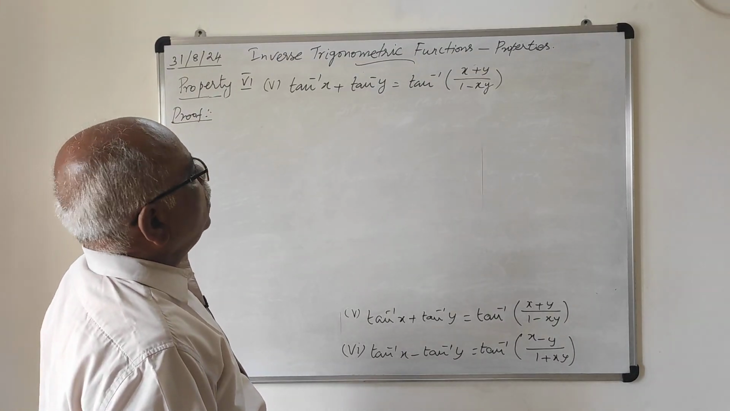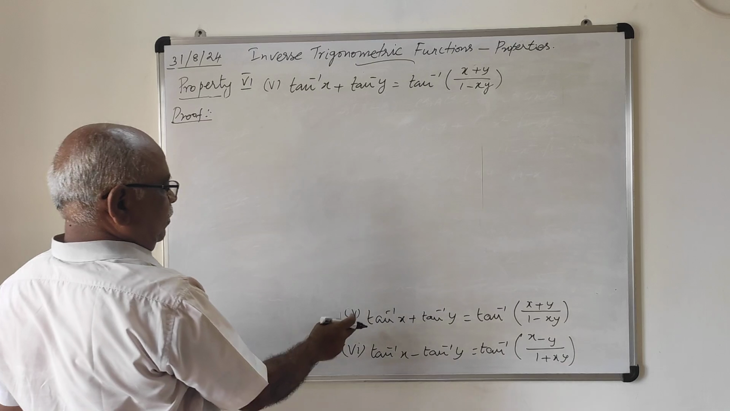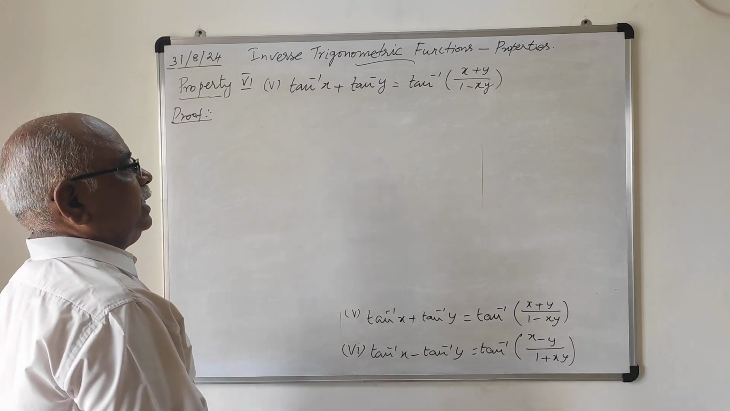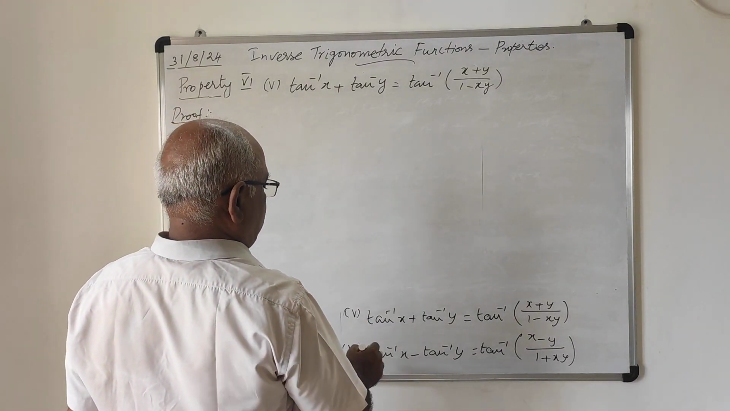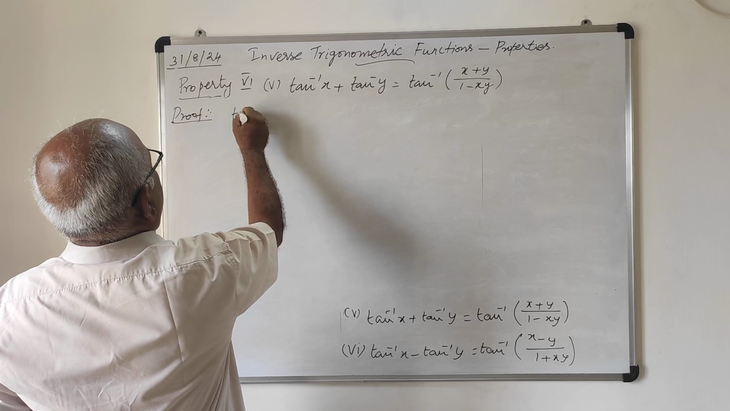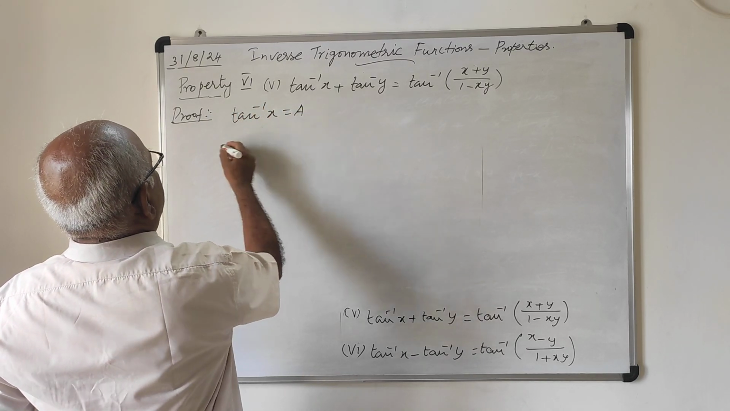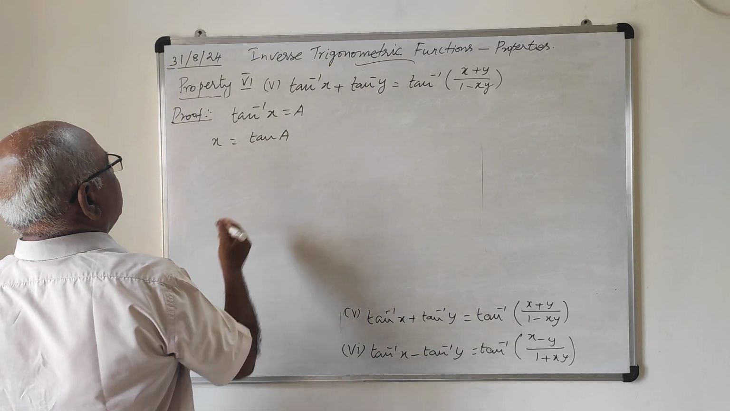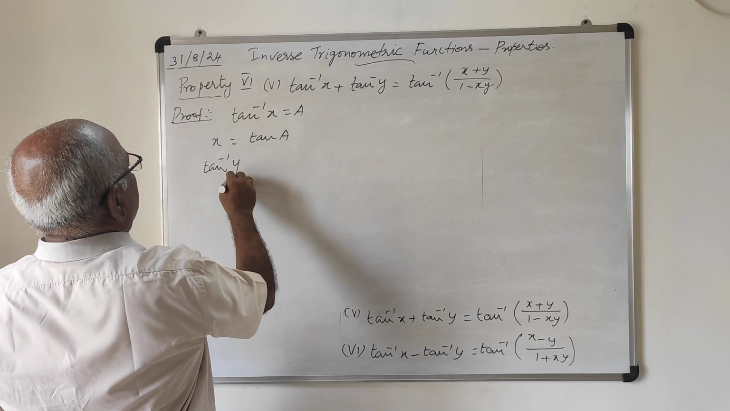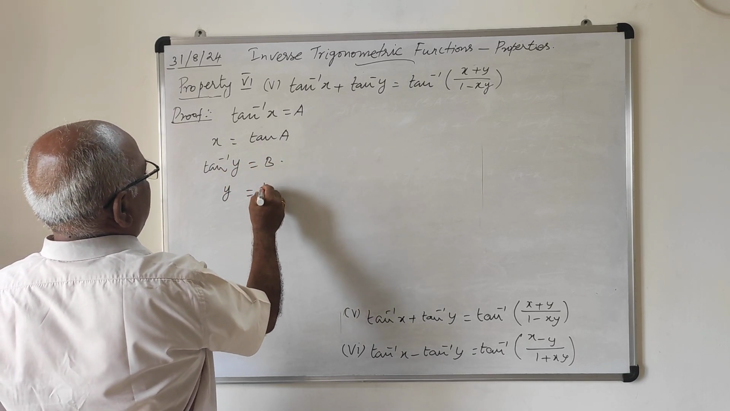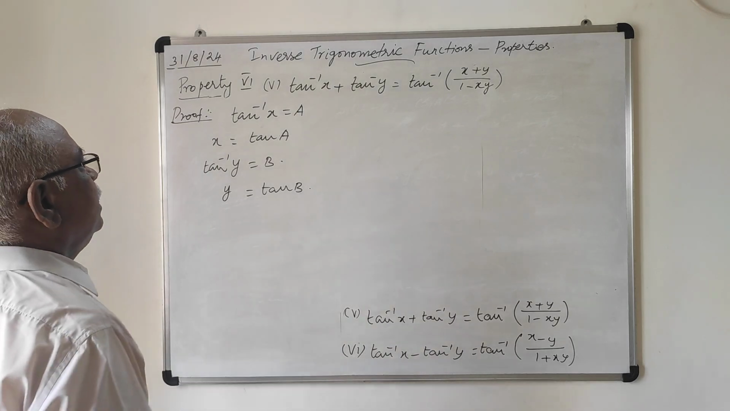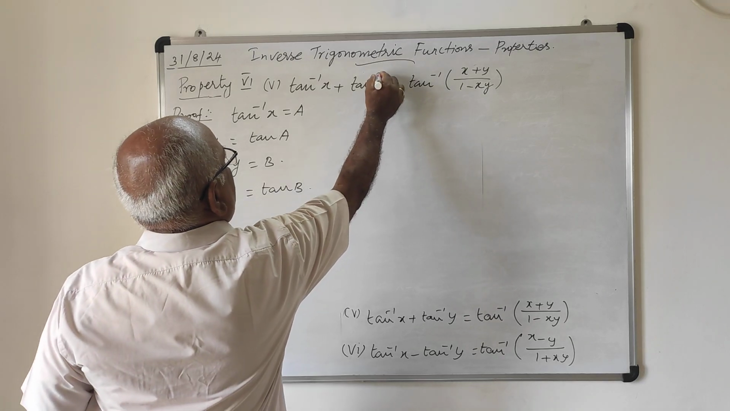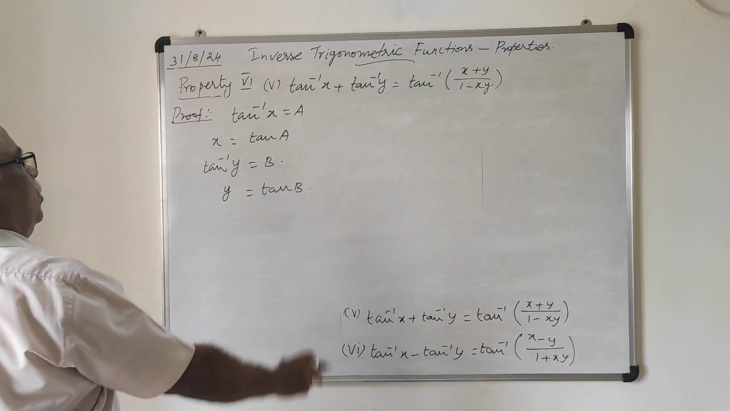Okay? Now, in the same property 6, I am going to derive the fifth result: tan inverse of x plus tan inverse of y equal to tan inverse of x plus y by 1 minus xy. For that, you consider tan inverse of x equal to a. So x equals tan a. Similarly, tan inverse of y equal to b. From this, y equals tan b.